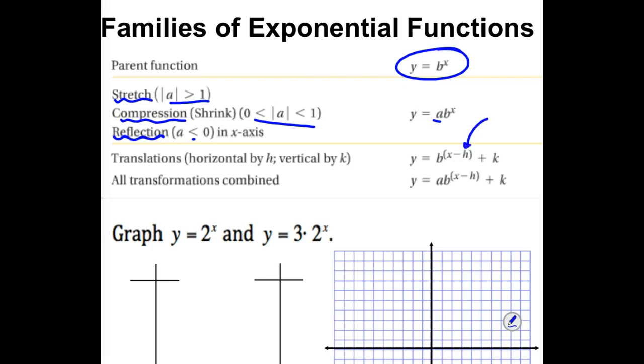Then we can shift them left, right, up, down. What is this h value going to do? The things that are with x move it which way? Left or right. The thing on the outside moves it up or down. So this is our basic exponential graph that's been transformed. So we're going to look at what those graphs look like.